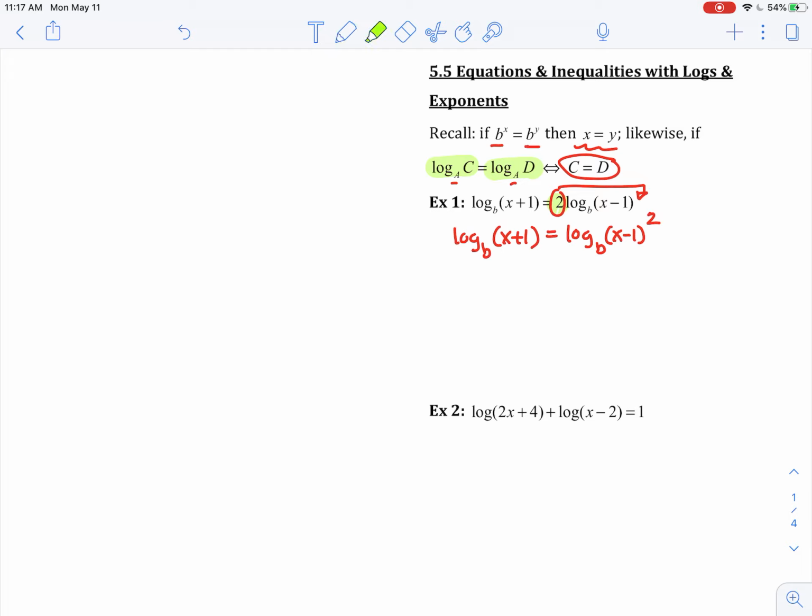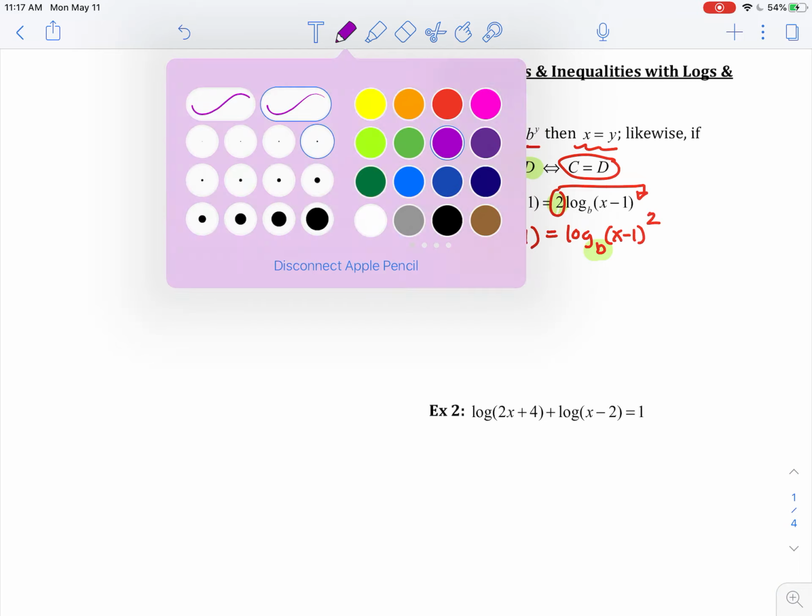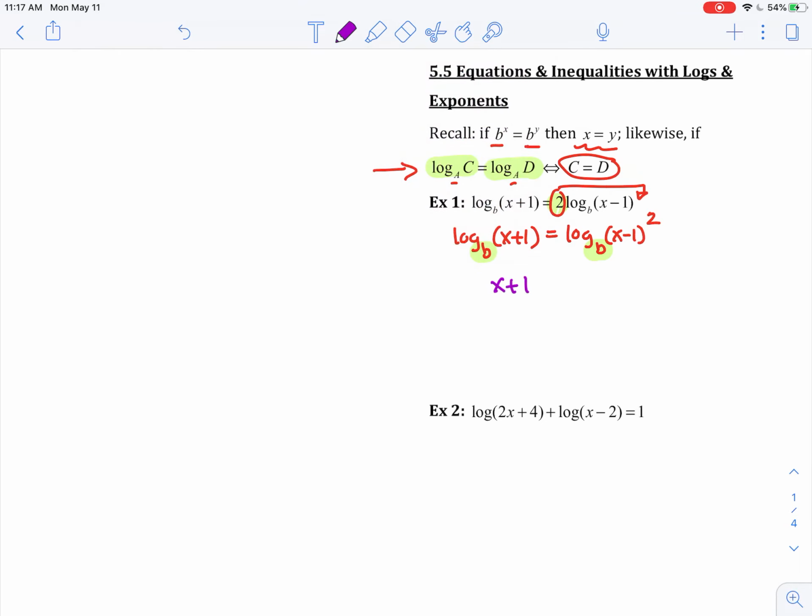And now, if that is the case, we are right here where we have two log expressions equal to each other. Both are of base b, and if that is the case, then we can say that x plus 1 must equal x minus 1 quantity squared. And now we're back to just our normal, regular solving equations. So if I multiply that out, x plus 1 is equal to x squared minus 2x plus 1. We have a quadratic. We're going to set that equal to 0. So x squared minus 3x, our 1's will cancel out.